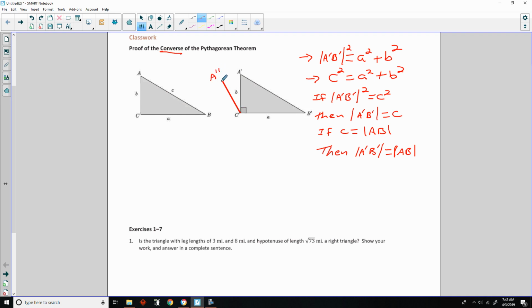Okay, so here's A double prime. A double prime is the same length as AC because I just shifted and rotated it. Okay, then what would happen to the triangle?